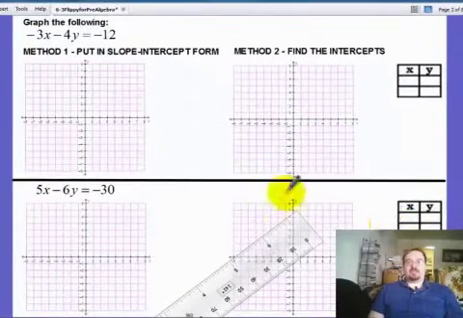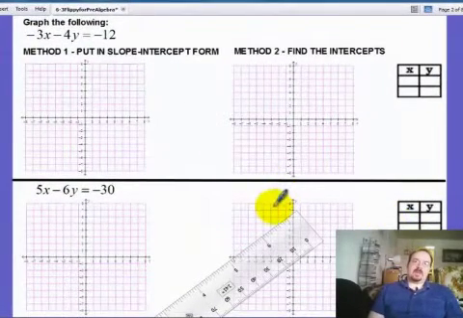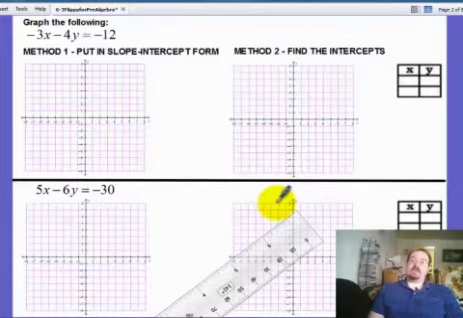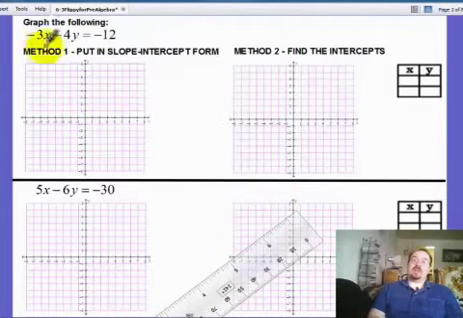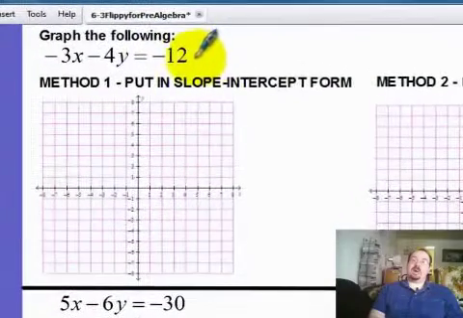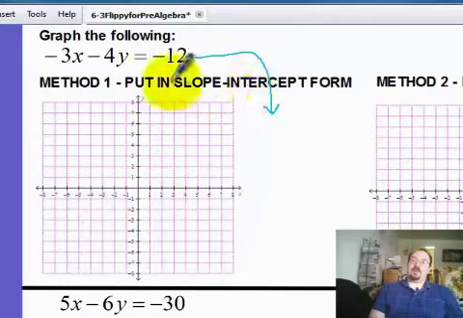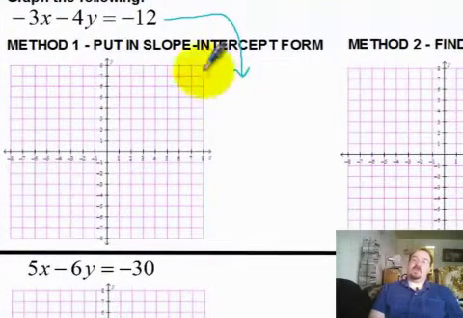I'm going to show you how to graph something in standard form now. First we'll do it by putting it in slope-intercept form, which we did in the last section. And then we'll do it by finding the intercepts, which I just showed you how to do. So here's what I want to graph: negative 3x minus 4y equals negative 12. And I'm going to do that by solving for y, or putting it in slope-intercept form.